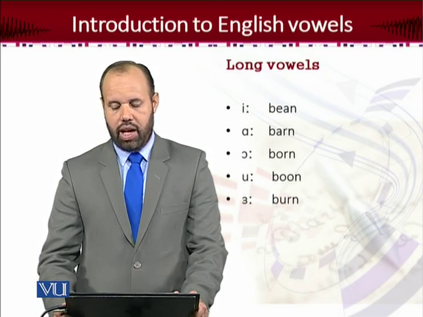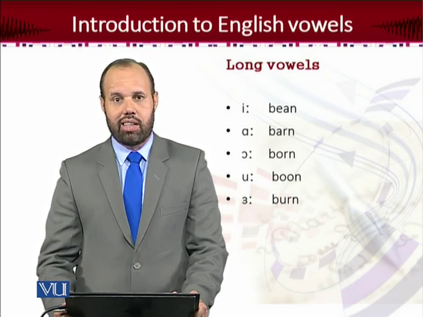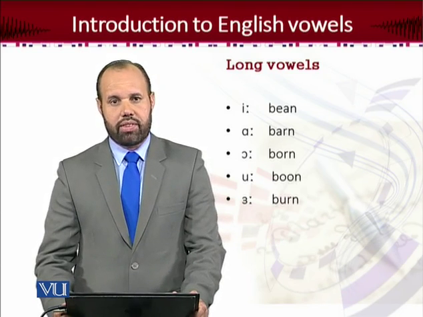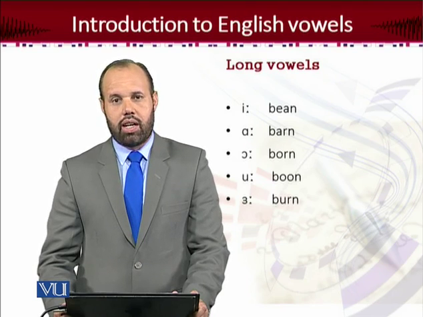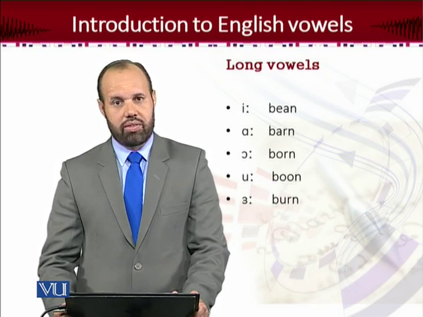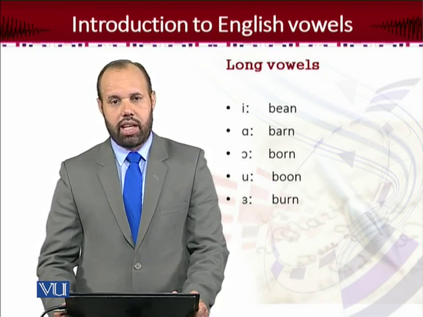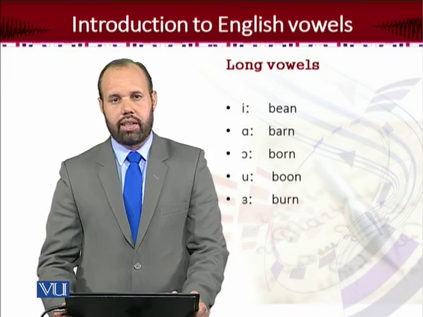And then we have a sound like in burn. It's again a long vowel, like in purse or nurse, curse. So this is the 5th long vowel of English, and these 5 are the long vowels. We have discussed the pure vowels of English so far. There are 12 pure vowels, 7 are short, and 5 are long. So these are the vowels, and we are going to discuss the English diphthongs in the next session.